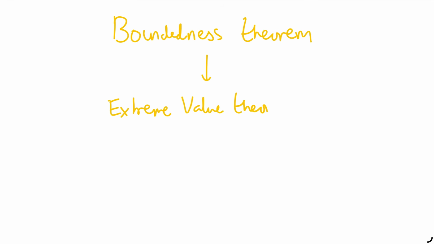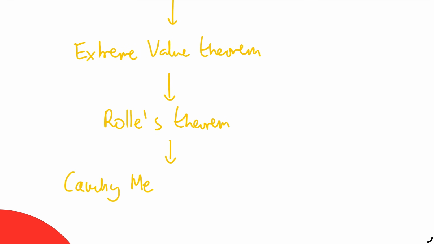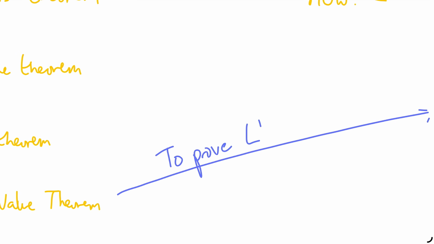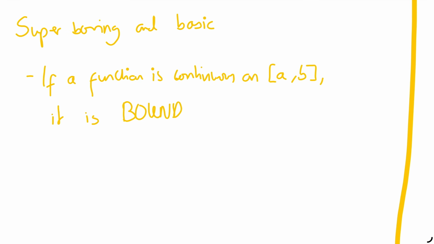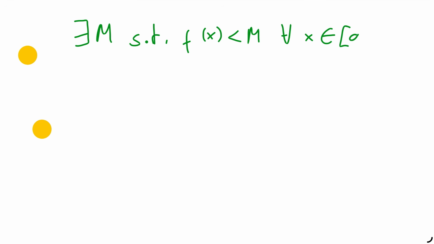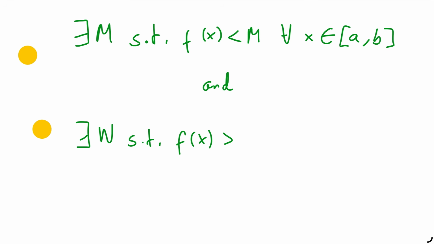Cool, but how do you prove it? Well, there's actually a lot of things you have to prove first. Now those first two are kind of boring and basic. The boundedness theorem just says that if a function is continuous on an interval, then it's also bounded on that interval, i.e. there exists an m such that f of x is less than m for all x on the open interval from a to b, and that there exists some n such that f of x is more than n for all x in the open interval from a to b.